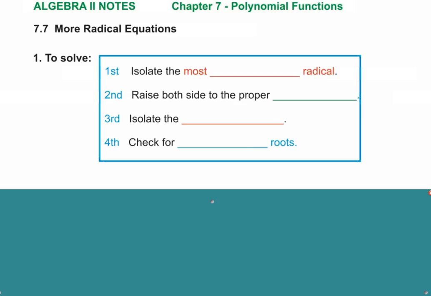All right, so this lesson is like an expansion of Friday's lesson. We just have to do a little bit more complicated radical equations. These are a little bit more complex. Really, the first step is the only difference. You have to isolate the most complex radical. The rest will be similar to what we did.